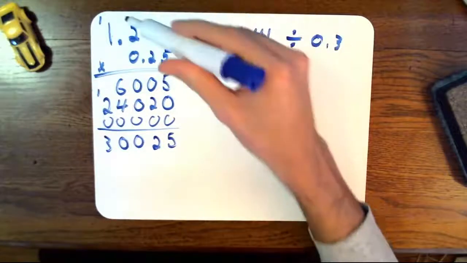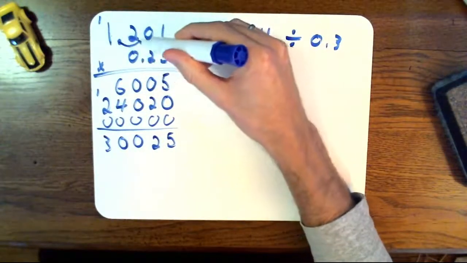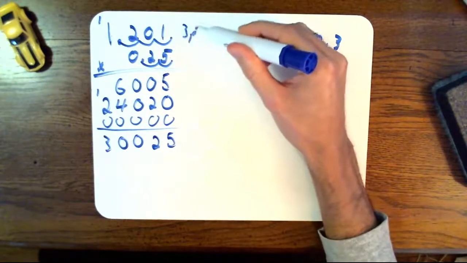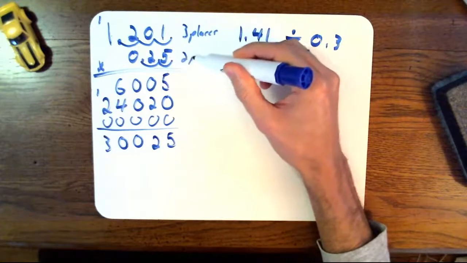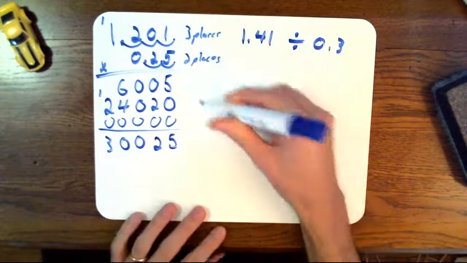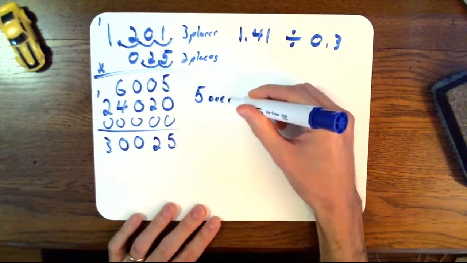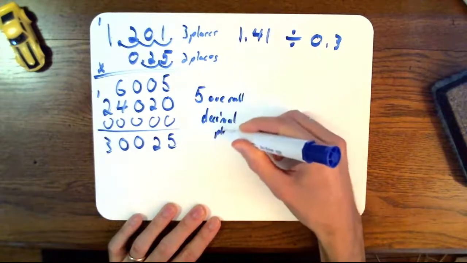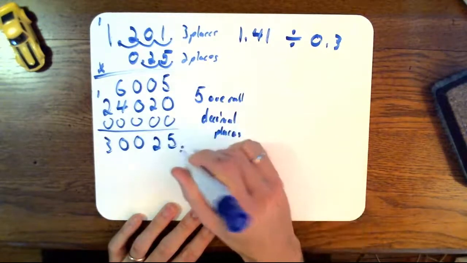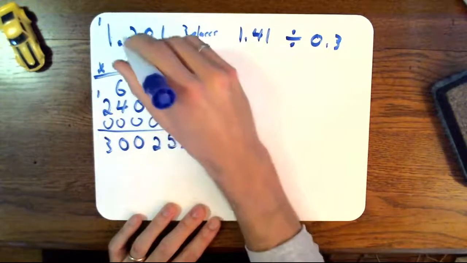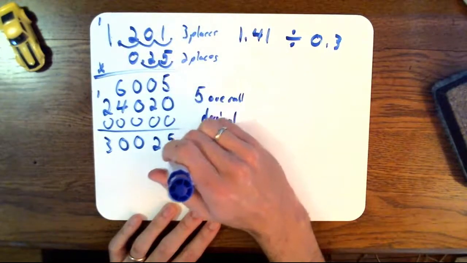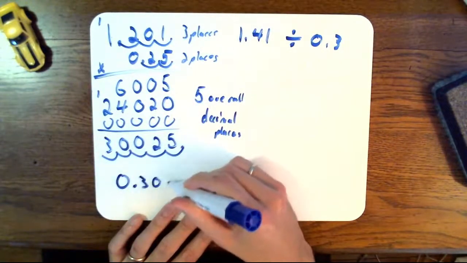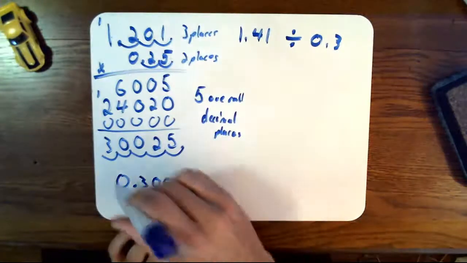So now, how do the decimals come into play? You want to count how many decimal places you have, as in 1, 2, 3, 1, 2. So we've got 3 places here. We have 2 places here, so how many places do we have overall? 5 overall decimal places. So starting here, we want to go back 5. Since we took these over to the right 5, we want to go to the left 5. 1, 2, 3, 4, 5. So this is 0.30025.